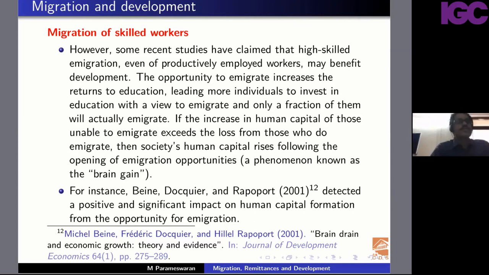And there is one paper that shows that the migration prospects actually increase with the number of people who are undergoing the training. I think it is in the graduate training. But there is one other study which reports that migration has no impact on secondary education, but it has an impact on college education.